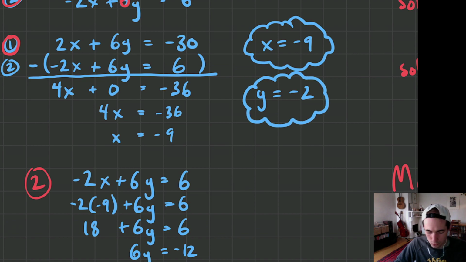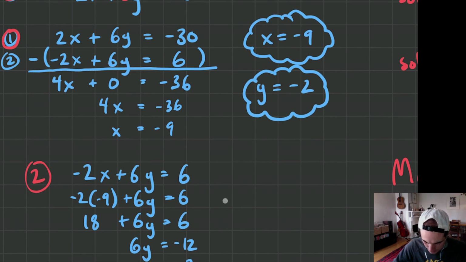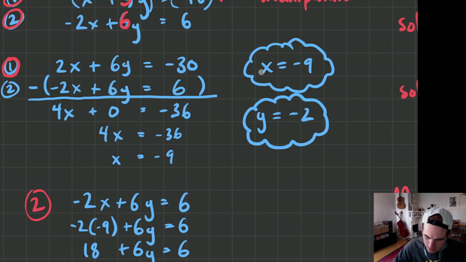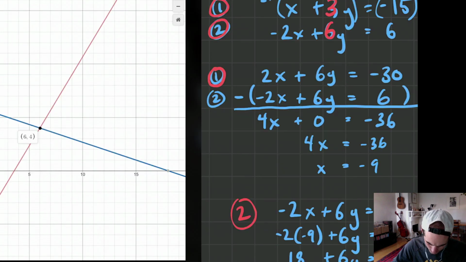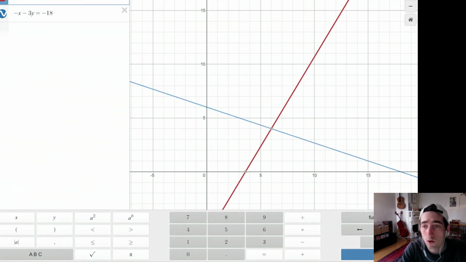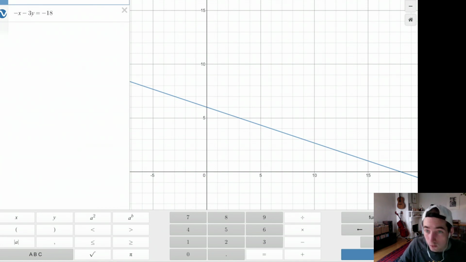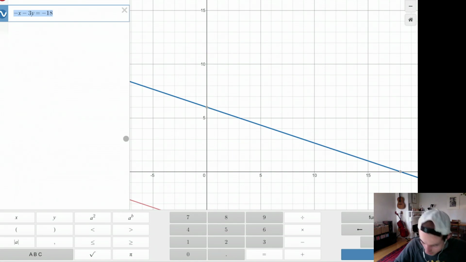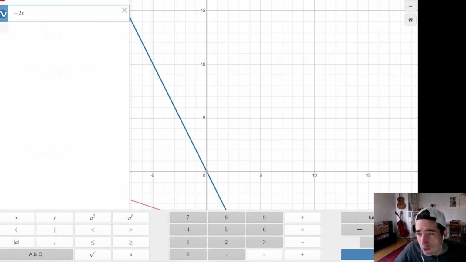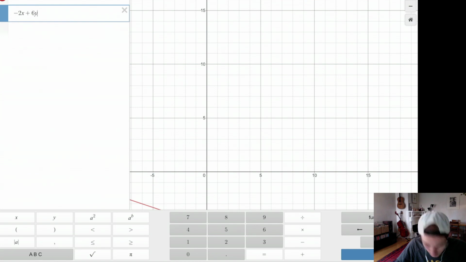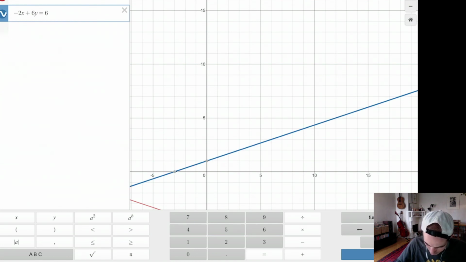And just to be sure, I'm going to graph these in Desmos, and then we'll see what that looks like. I've actually got it on my computer, so I can just punch it in. So what was it? Oh yeah, it was x plus 3y equals negative 15. And this one here was negative 2x plus 6y equals 6. And there we have it.